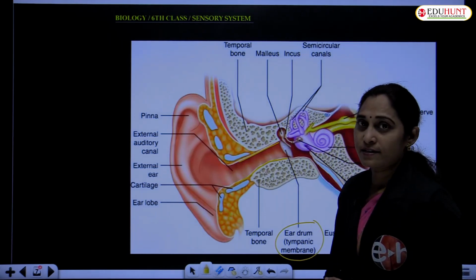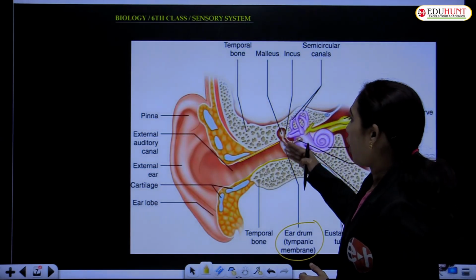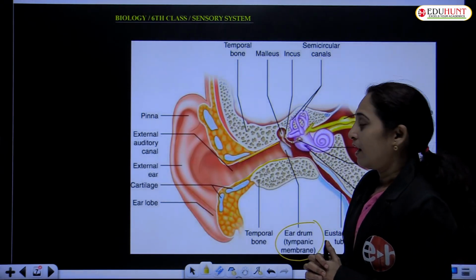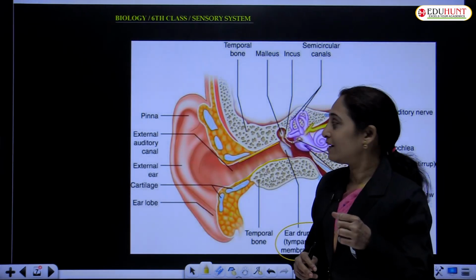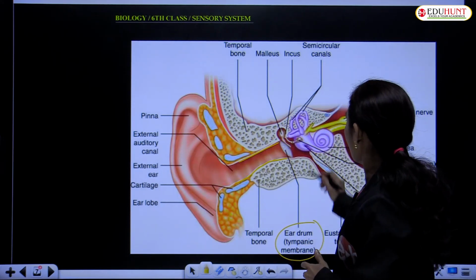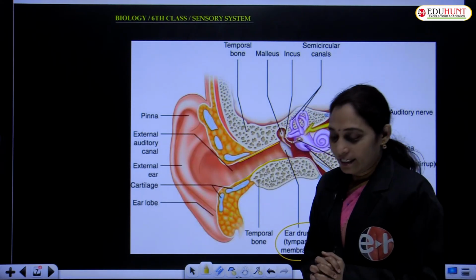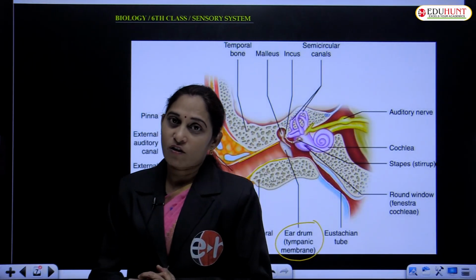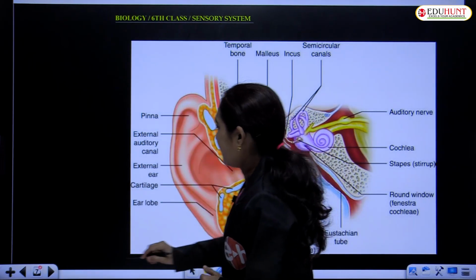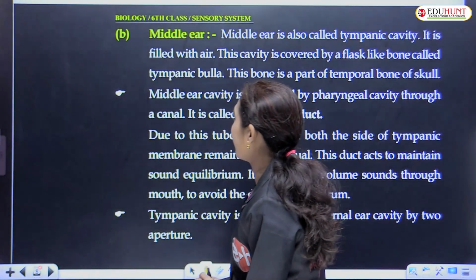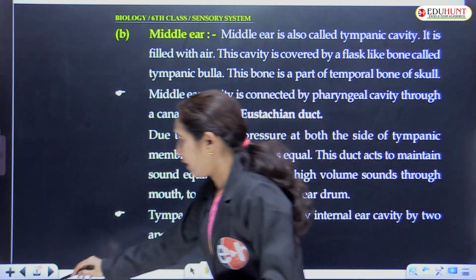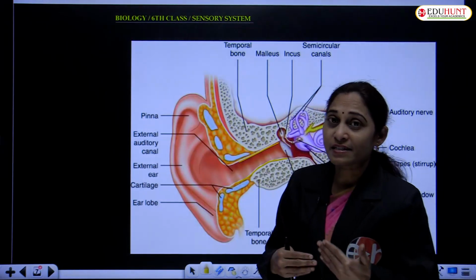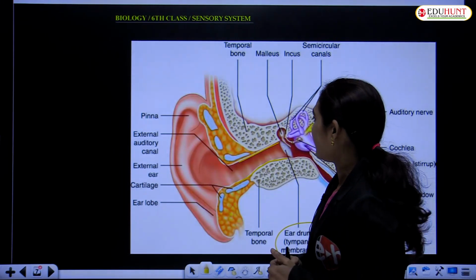Tympanic membrane it has, and it is placed obliquely at the end of the canal. With this, the middle ear separates, and then the internal ear. Internal ear consists of ossicles, 3 ossicles. And let us see how the middle ear part looks and what are the different parts and regions present in the middle ear.